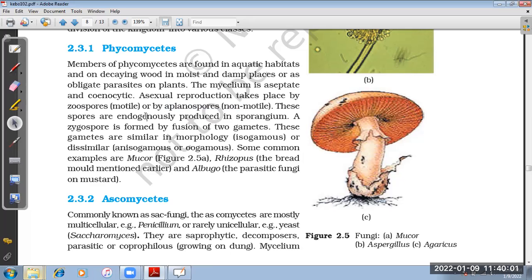Their spores are produced endogenously. What do you mean by endogenous? Inside the sporangium. So don't you think they make endospores? Yes? Yes, ma'am. Okay.